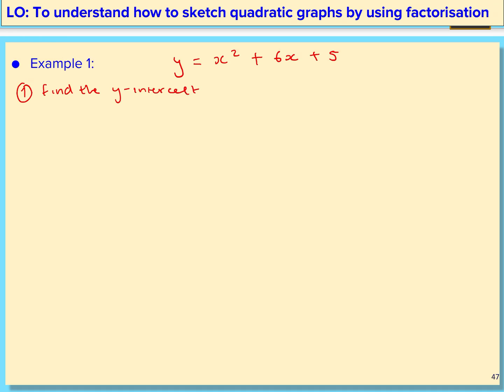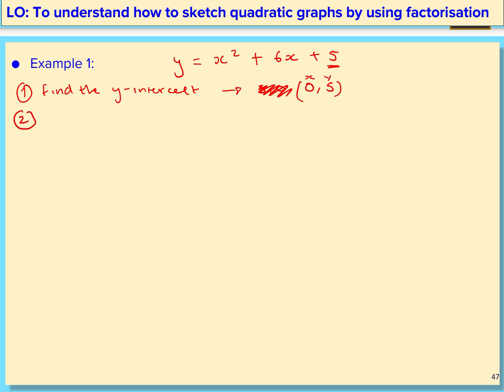We know that the constant in the equation is always going to be the y-intercept, because that's when x equals 0. So if we sub x equals 0 into the equation, what we'd be left with is y equals 5. So it's always going to be the constant, the number that doesn't have an x attached to it. So our y-intercept is 0, 5, because the x is the one that's 0 and it's the y that is 5.